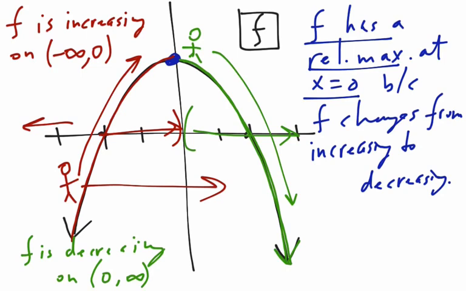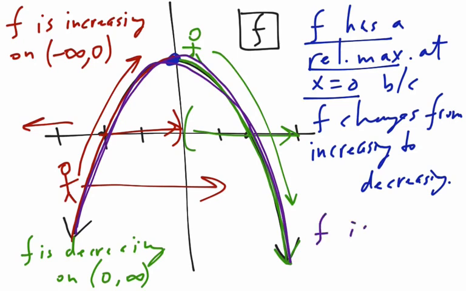The last thing for this graph is that, oh yeah, look at that shape. That shape is always concave down, and so we say f is concave down on the entire interval from negative infinity to positive infinity. Again, no justification because we have the graph of f, and you can look at it.